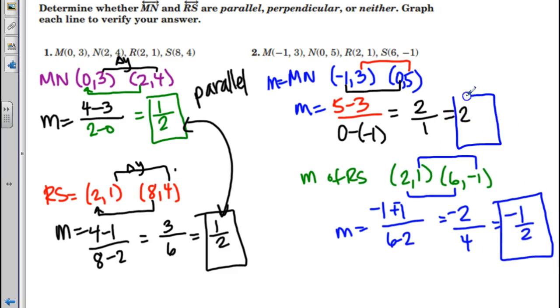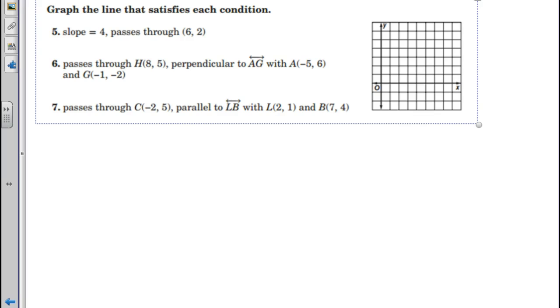All right, I needed a 2 here to be parallel. I needed a negative 1/2 to be perpendicular. These two lines are perpendicular to each other. All right, let's keep going.